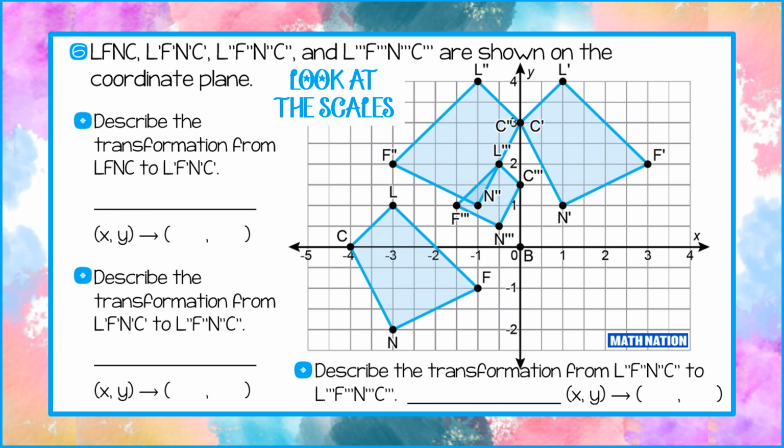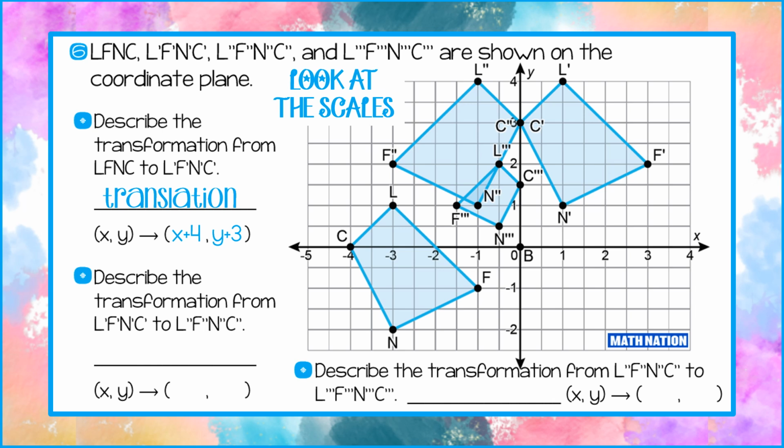Number 6, look at the scales. Both the x and the y-axis this time are going by halves. Describe the transformation. We're doing a few transformations, starting with triangle LFNC and translating to triangle L prime, F prime, N prime, C prime. One is on the far left and it's going to the far right. Orientation is not changing. That is a translation. We've got to count to see how far things go. You can do it from any pair of points, and N's kind of out of the way. If we count over from N to N prime, remember every 2 boxes is 1. So 1, 2, 3, 4 to the right, that'd be x plus 4, and 1, 2, 3 up, y plus 3. So that describes the translation.